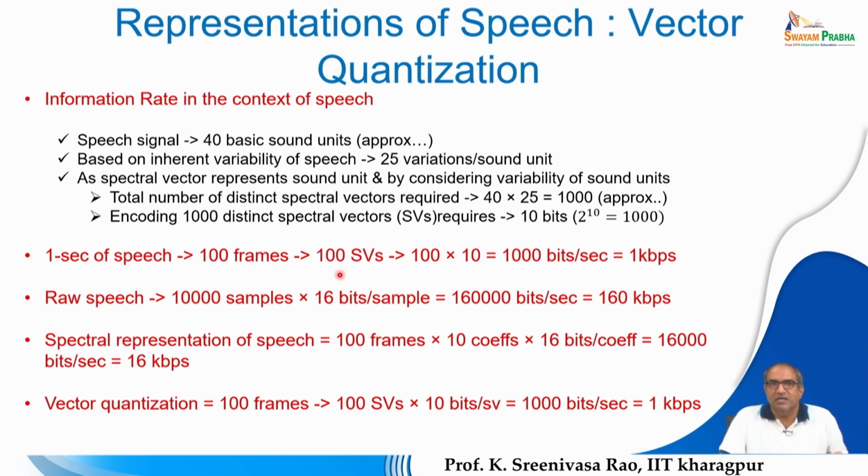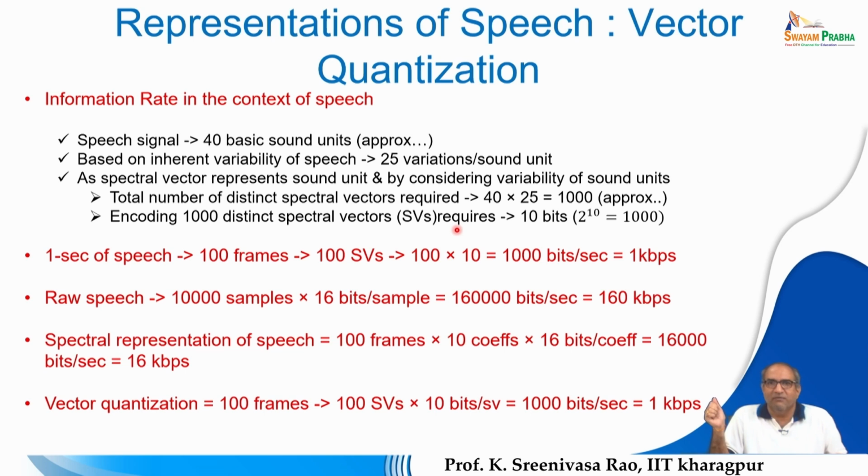and each frame is represented by one spectral vector. So, there are 100 frames for 1 second of speech, and for each frame one spectral vector. Therefore, 100 frames constitute 100 spectral vectors, and we know that each spectral vector needs 10 bits for its representation, right. Each spectral vector needs 10 bits, because we need to represent whatever the spectral vector will be with only a set of 1000 spectral vectors.